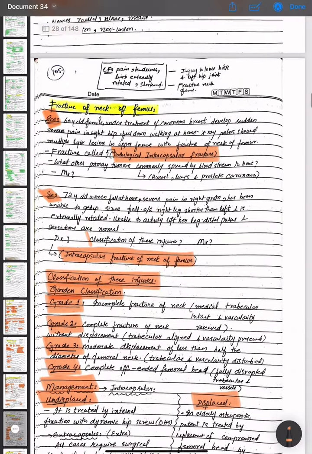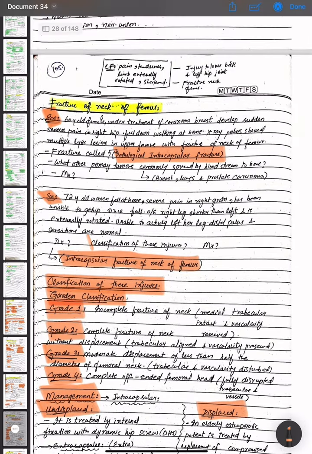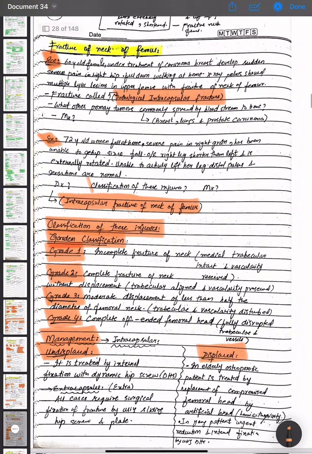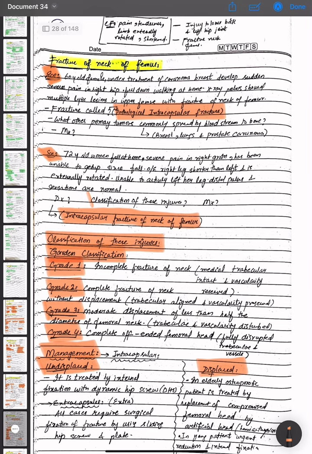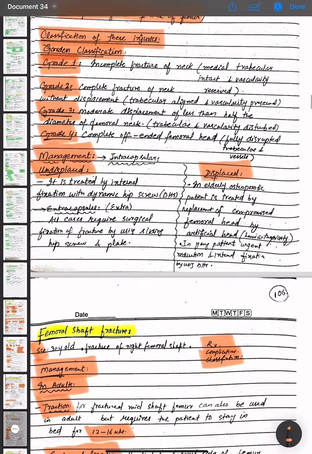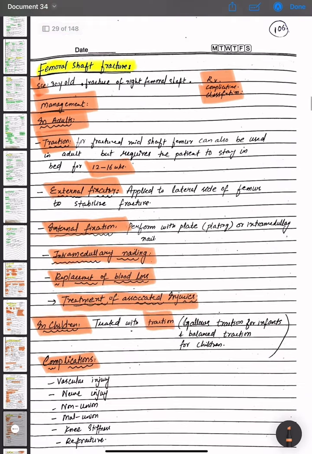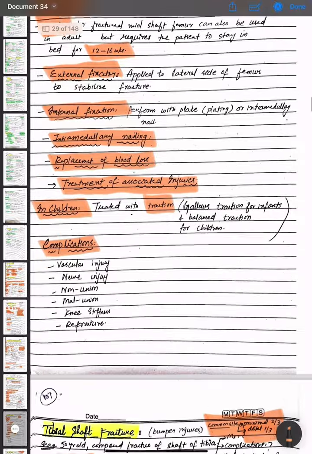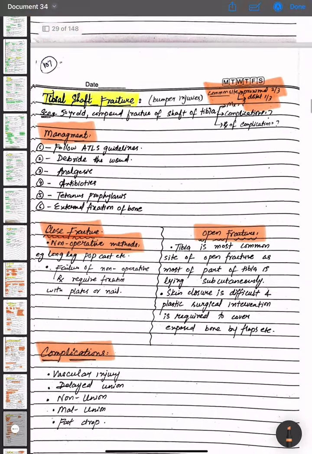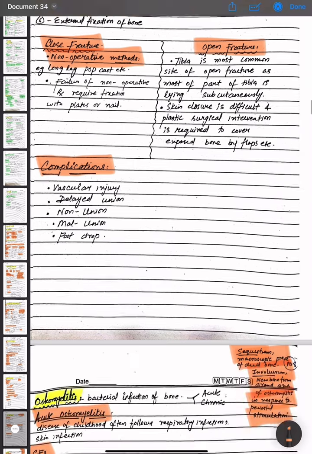What are the fractures of the neck of femur, the scenario. For the fractures, you must know the classification, as one part of the question must come as classification. Then we discussed the fracture of neck of femur, the scenario, then the classification of the injuries, which are 4 grades, then the management for both undisplaced and displaced. Then we discussed the femoral shaft fracture, then its management in adults and children. Then we discussed tibial shaft fracture, the management, the scenario, the closed fracture and open fracture, the operative and non-operative methods and the complications.